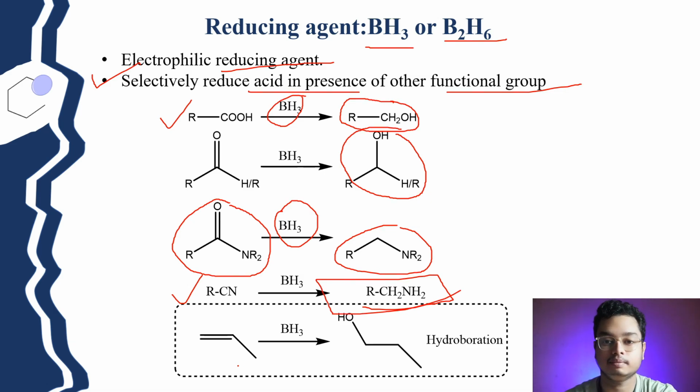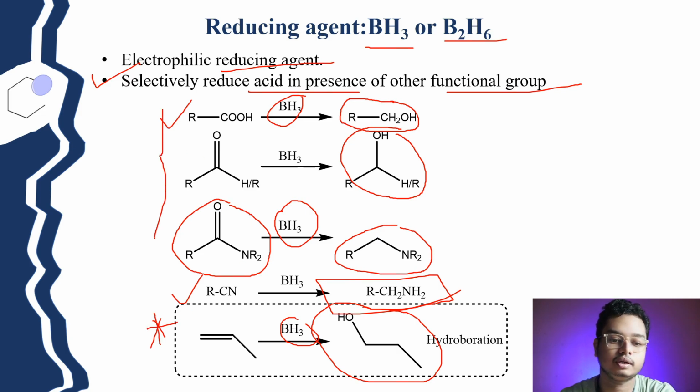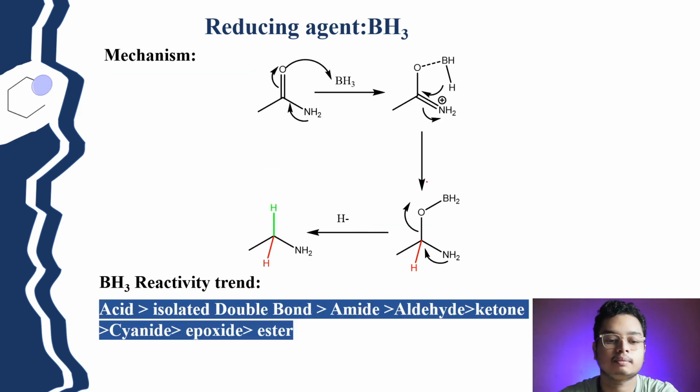But in the case of a double bond being present, BH3 will show hydroboration, that is, anti-Markovnikov addition, to generate this type of compound. So this is some kind of exception, you can say. But in the case of other functional groups, it will generate the corresponding alcohol or show reductive amination. Now, let us talk about the mechanism.